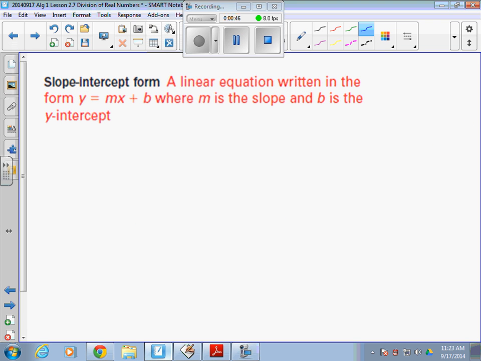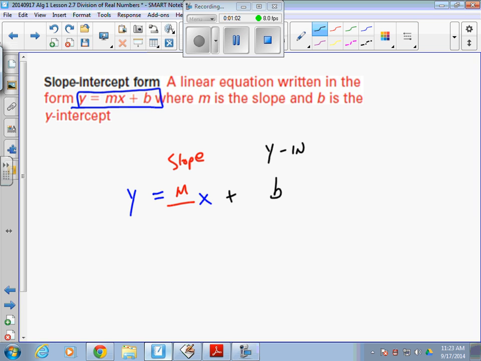Slope-intercept form is what I just wrote a second ago. Y equals mx plus b. Y and x are variables that go inside of it. M is your slope, and plus b, your b value, is, just like a second ago, your y-intercept where it crosses through.